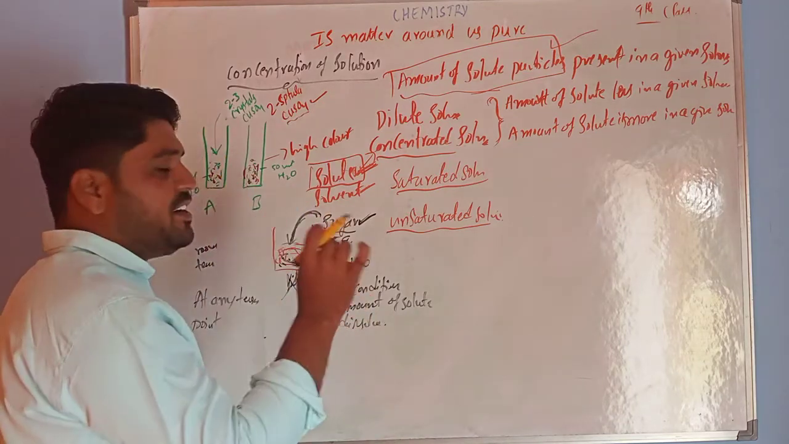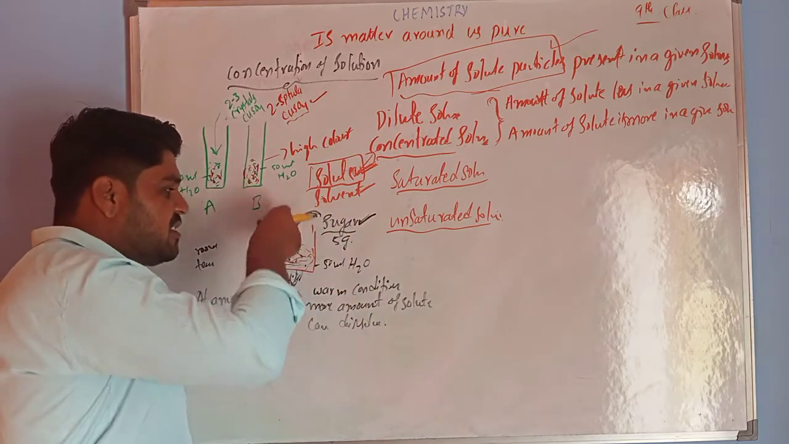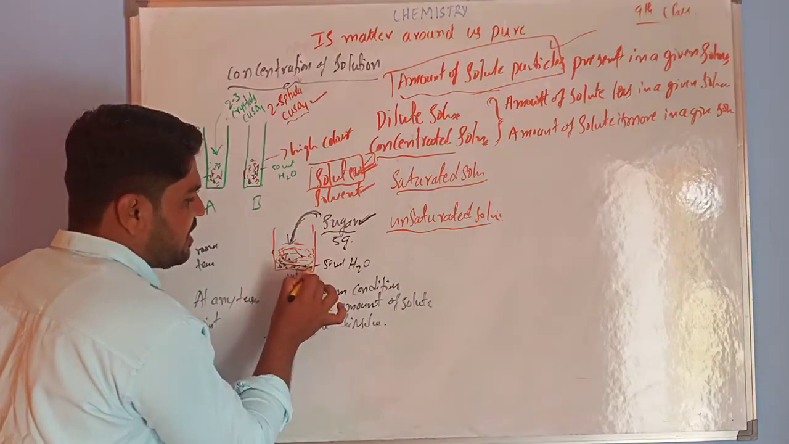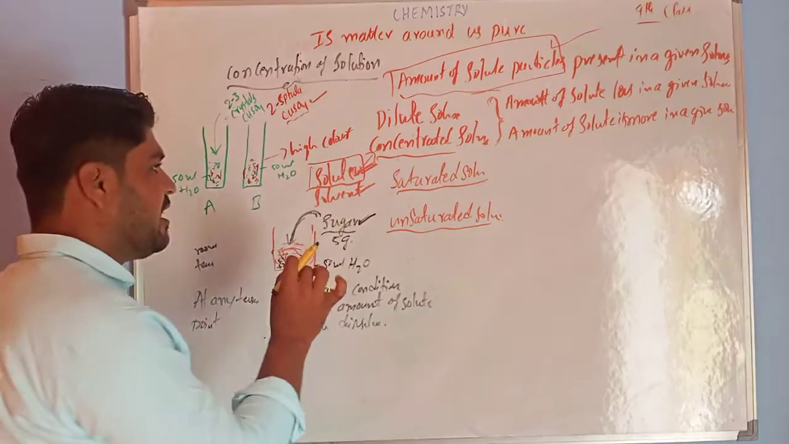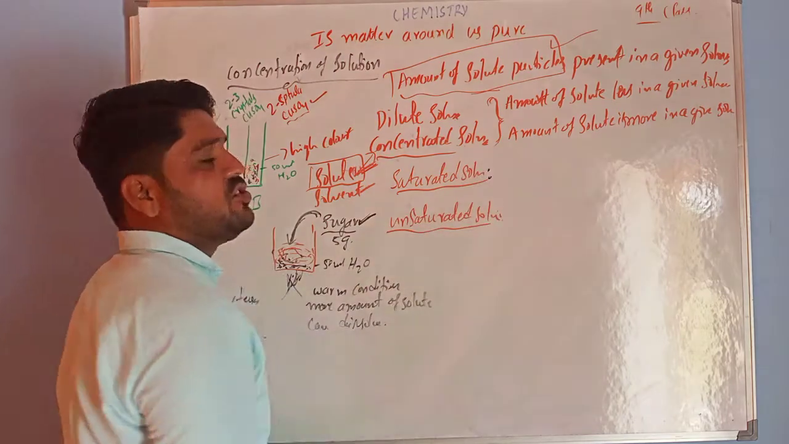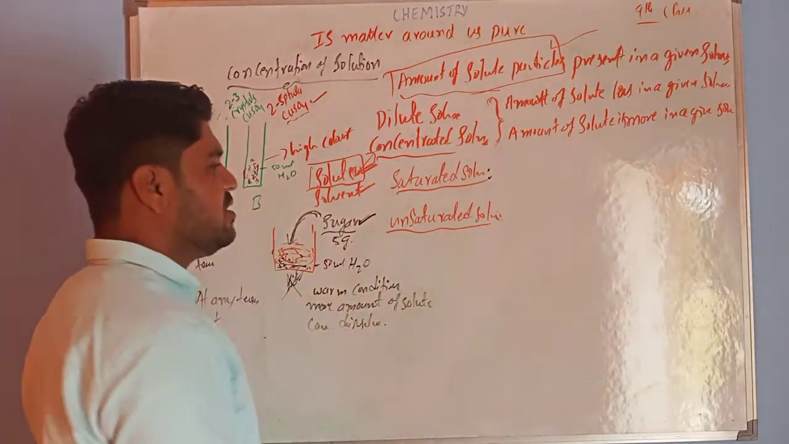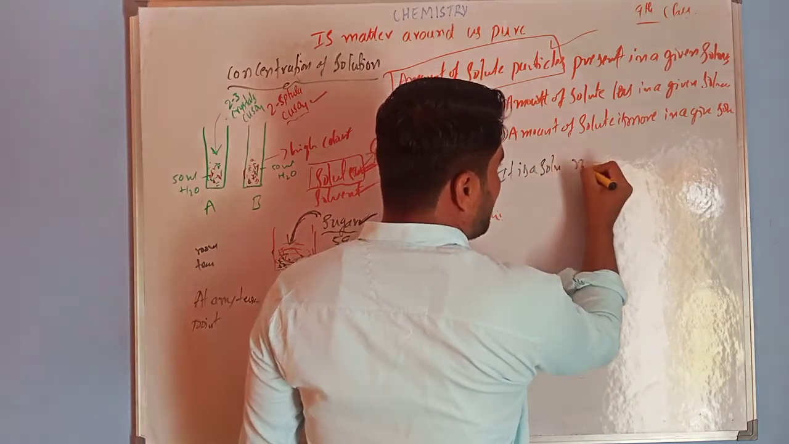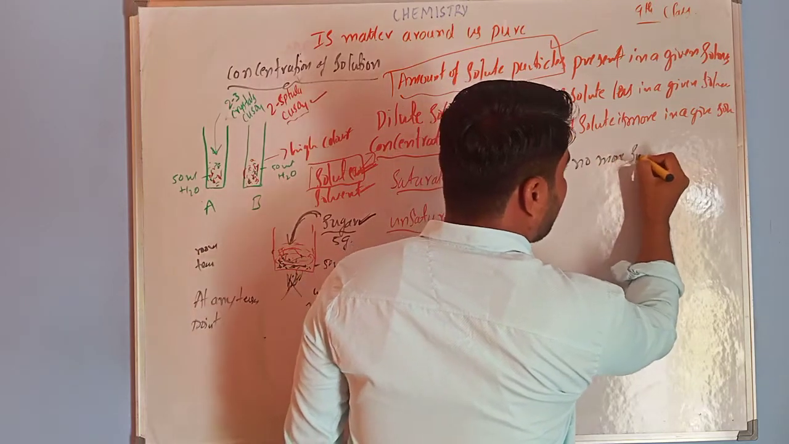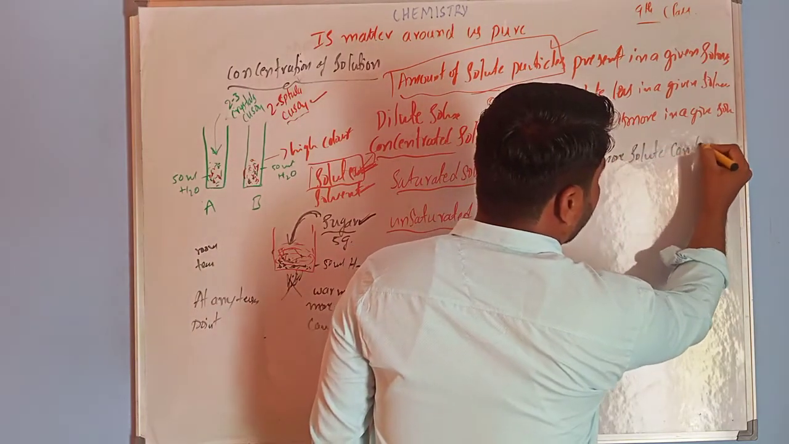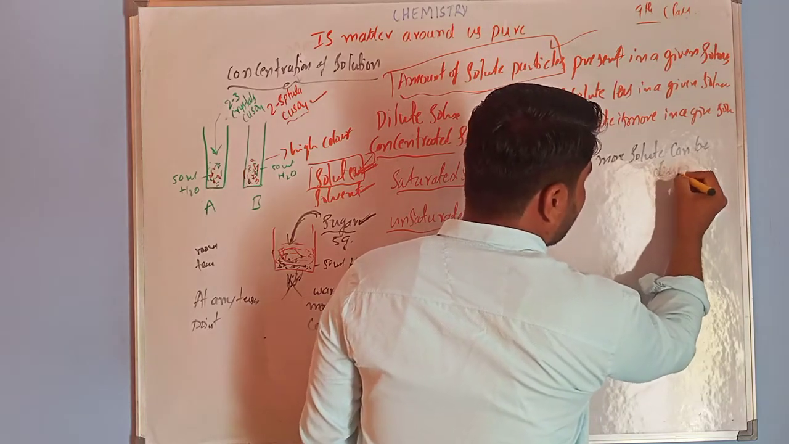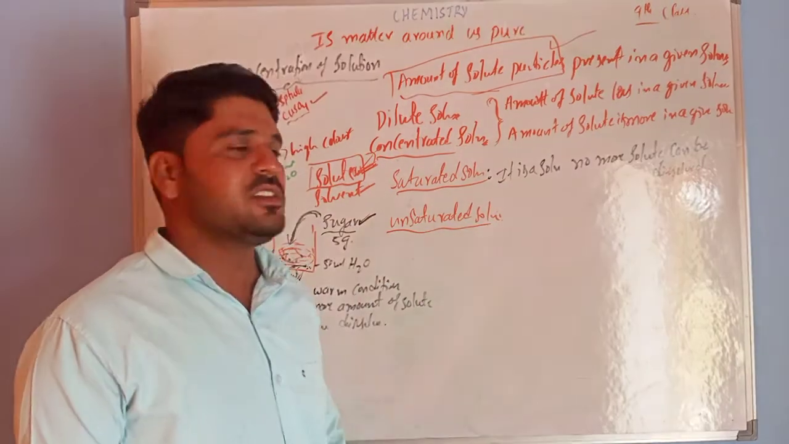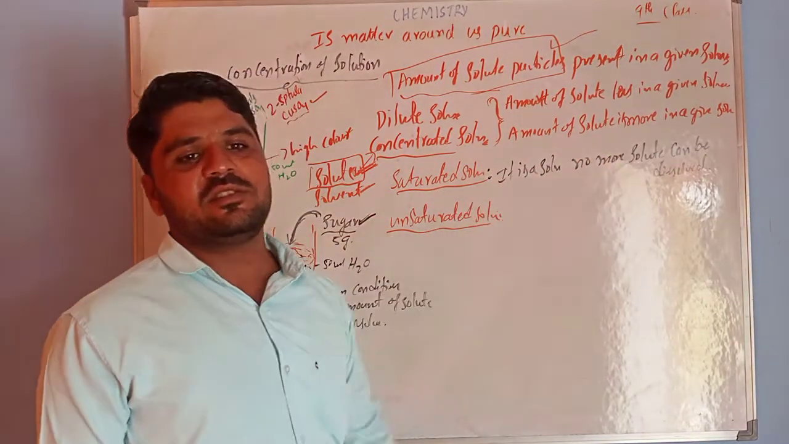At a particular point, the sugar does not dissolve in this water. The sugar crystals settle down at the bottom of the beaker. That point we call a saturated solution. A saturated solution means no more solute can be dissolved. This is called a saturated solution.